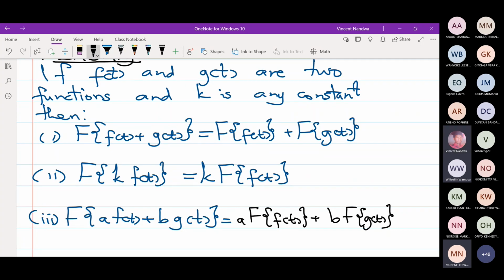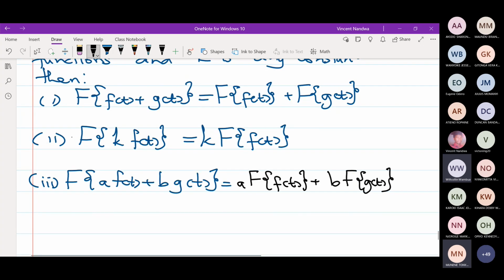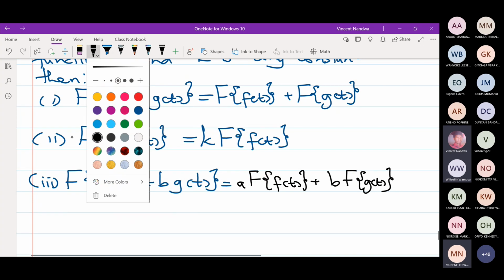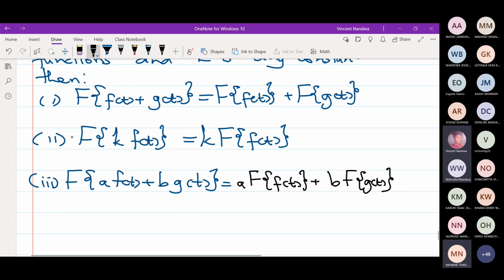Can I trust that with you? Can you be trusted with the proof? Yes. So just from the definition of the Fourier transform, you can always show that the left-hand side and right-hand side of these three equations are the same. Because all these three are satisfied, we can say that the Fourier transform operator is linear.